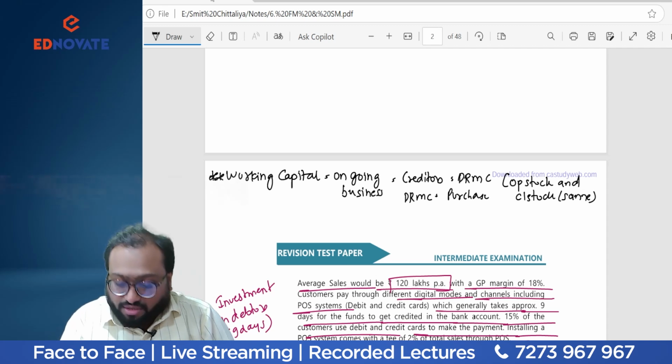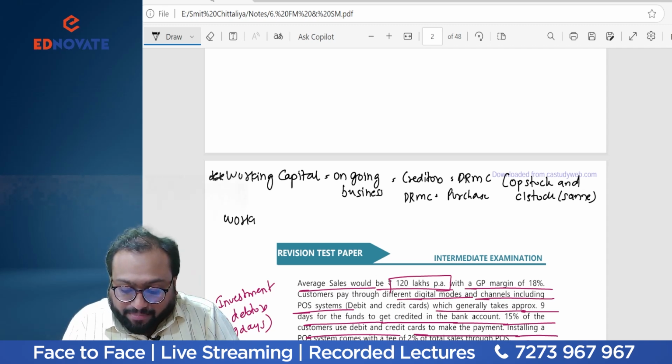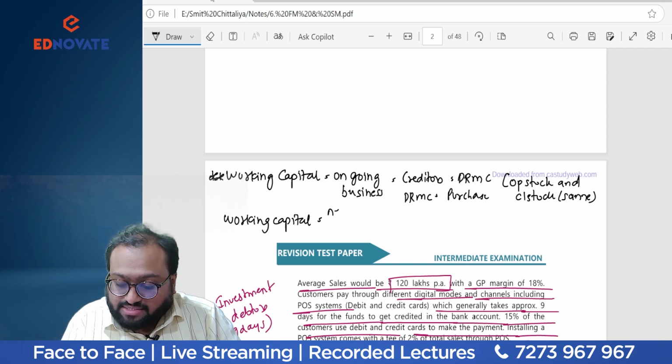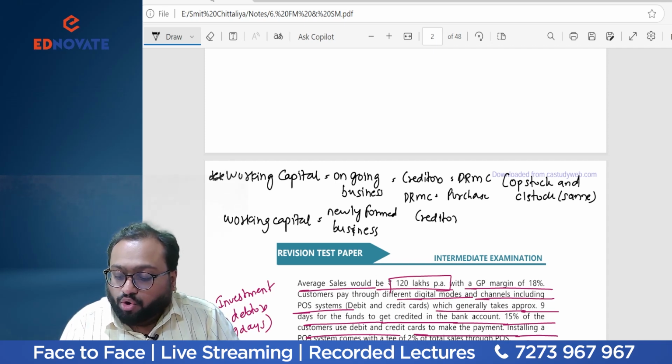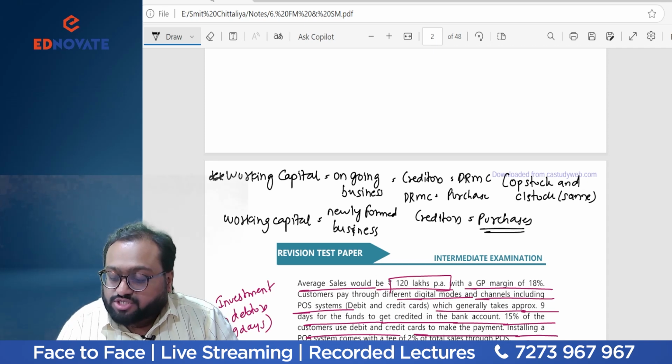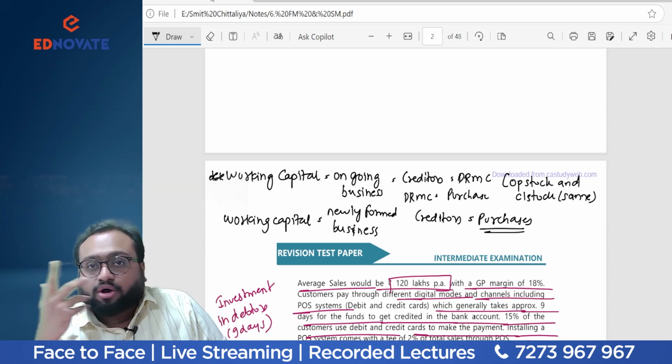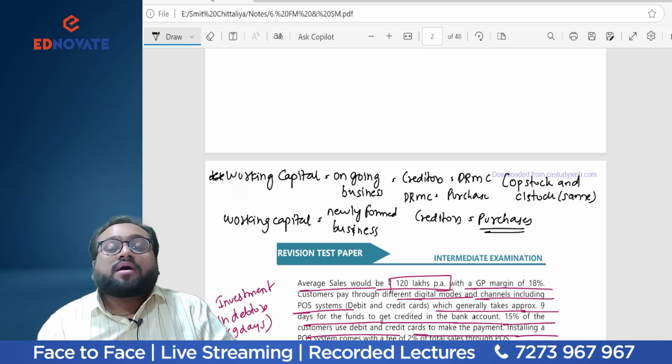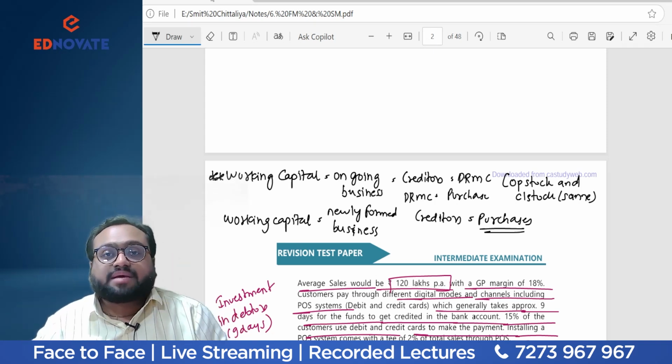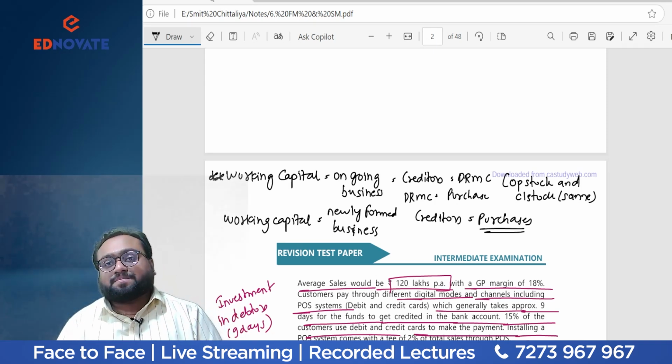And therefore, while solving the working capital problem, when there is a newly established business, creditors will always be valued at purchases, because opening stock is not there. There will be closing stock. Here the opening and closing stock will not be the same. You need to find out the purchases figure.